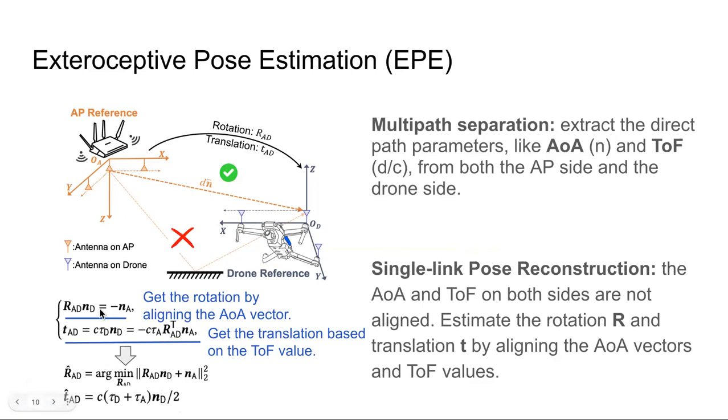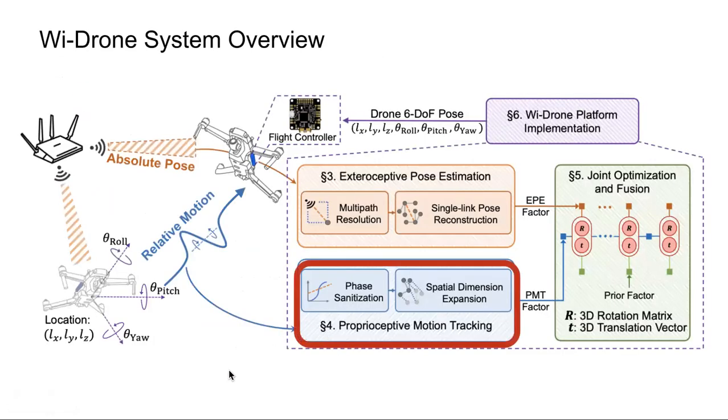And for rotation, basically, we want to minimize the difference between this one and this one, since there's a vector here, and we want to minimize the difference here. So we want to find the translation such that the observations of the angle of arrival from these two sensors have the minimal difference. Okay, then we are ready to go to the proprioceptive motion checking.